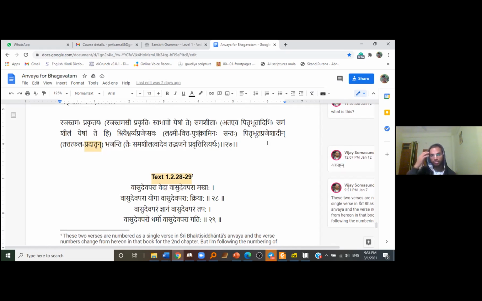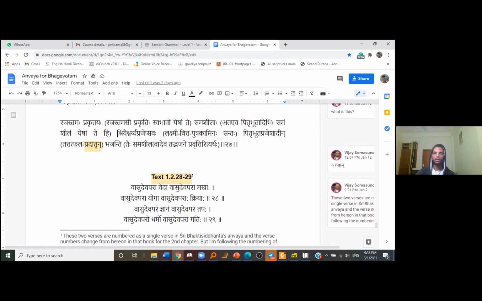So those who desire Lakshmi, Vitta, Putra, they worship the Pitras, Bhutas, Prajeshadin, who can bestow those particular fruits. Of course, according to Bhagavad Gita, even the Pitris, the Bhutas, the Prajesh Ityadis can only bestow when sanctioned by the Supreme Lord. What is that verse in the 7th chapter of Bhagavad Gita? Anyhow, I'm not getting it. But Krishna is the one who ultimately sanctions.